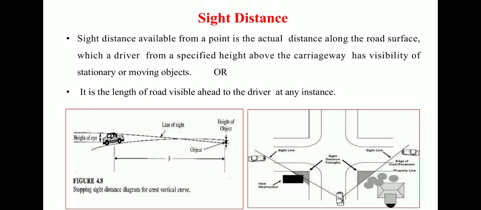Now we will learn about sight distance. Sight distance available from a point is the actual distance along the road surface which a driver from a specified height above the carriageway has visibility of stationary or moving objects, or we can say it is the length of the road visible ahead to the driver at any instance.